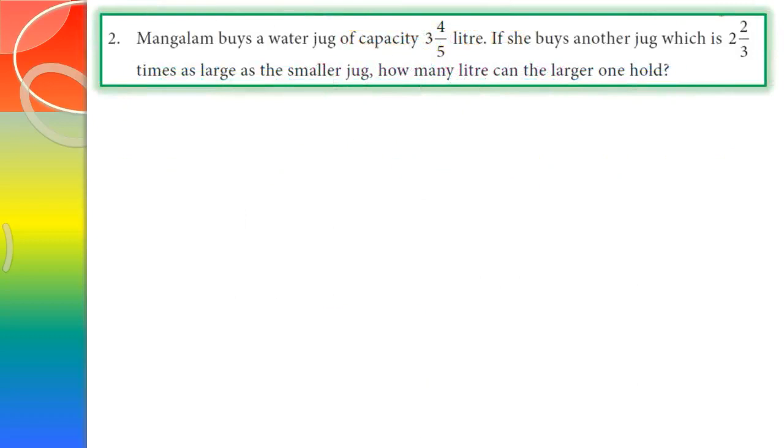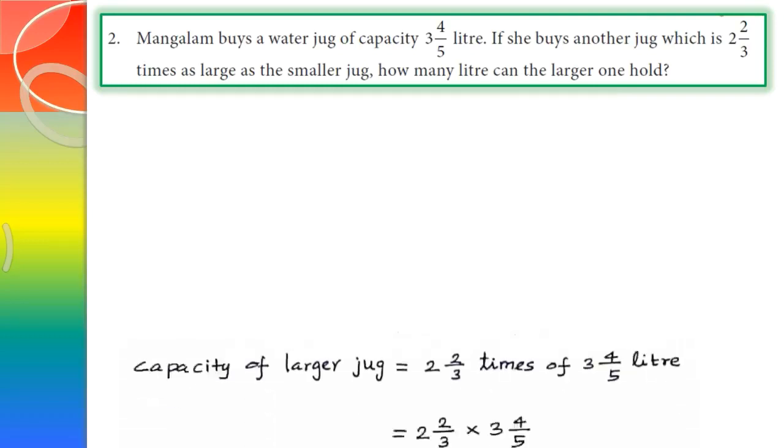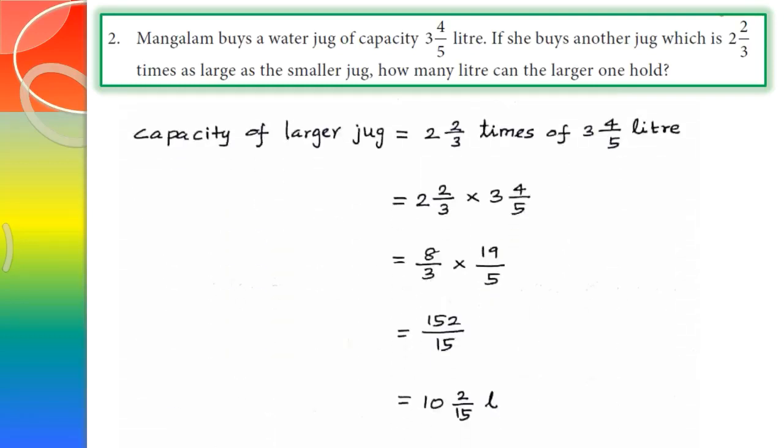Next, question number 2. Mangalam buys a water jug of capacity 3 4 by 5 liter. If she buys another jug which is 2 by 3 times as large as the smaller jug, how many liter can the larger one hold? Capacity of the larger jug equals 2 by 3 times of 3 4 by 5 liter.